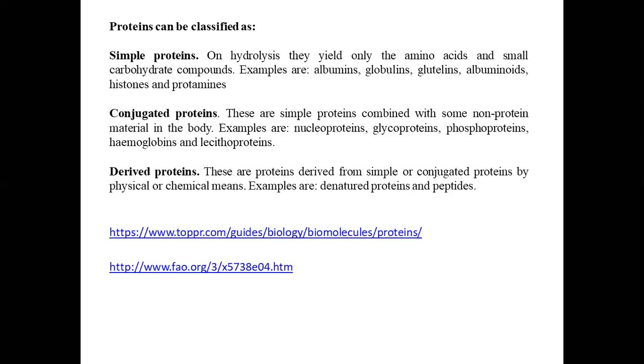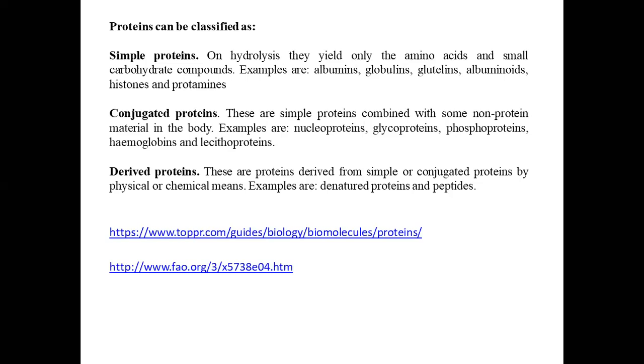Then we have another classification, that is conjugated proteins. These are simple proteins combined with some known non-protein material in the body. For example, nucleoproteins, glycoproteins, phosphoproteins, hemoglobins. Remember? These are conjugated proteins, also known as heteroproteins. Simple proteins are known as homoproteins, and conjugated proteins as heteroproteins, and have a known non-protein portion, as in a glycoprotein and chromoprotein, etc.